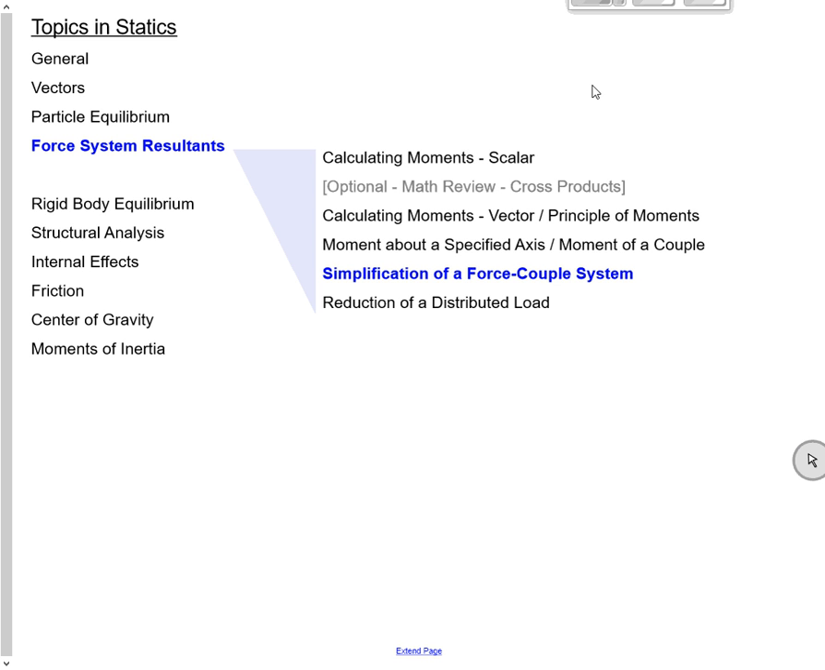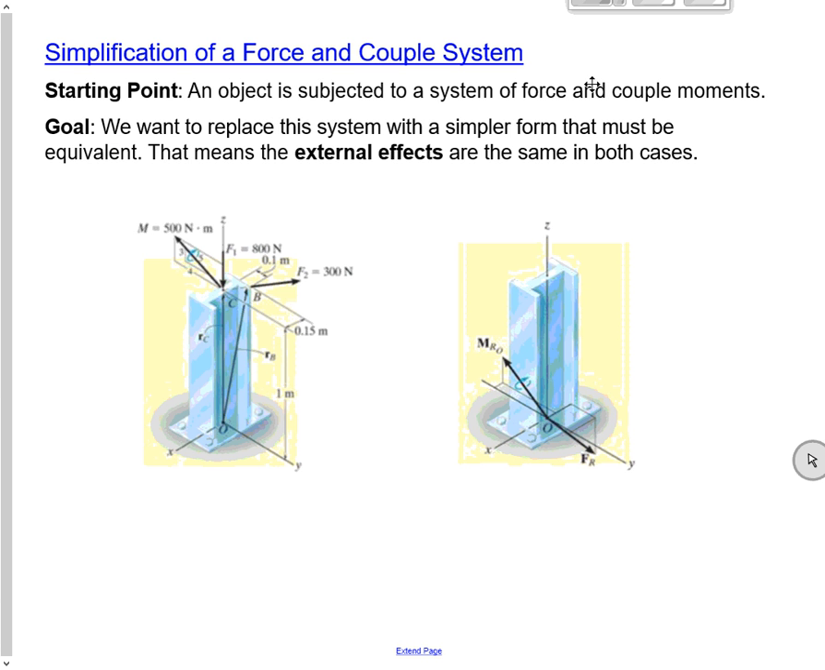Welcome to Topics and Statics. This time, simplification of a force couple system. So what the heck does that mean?